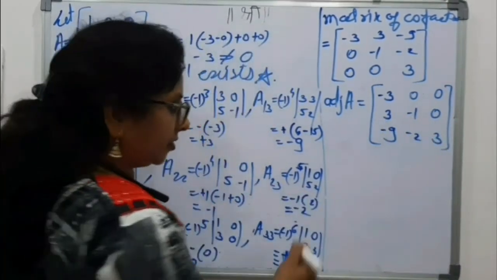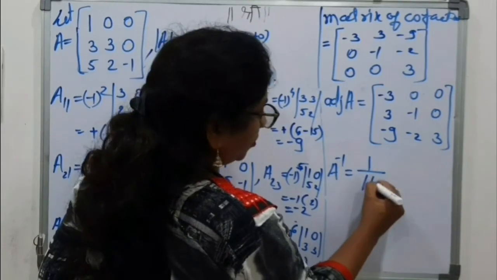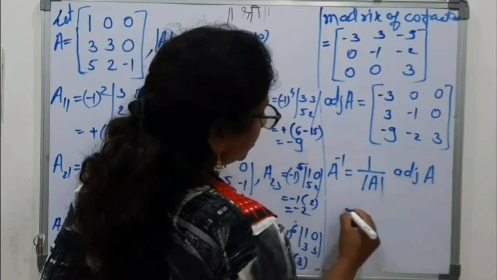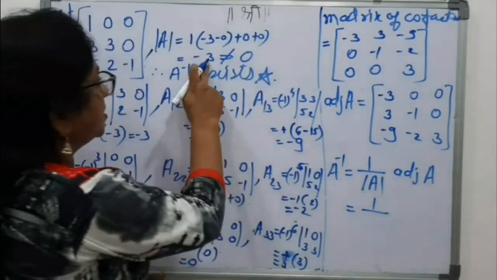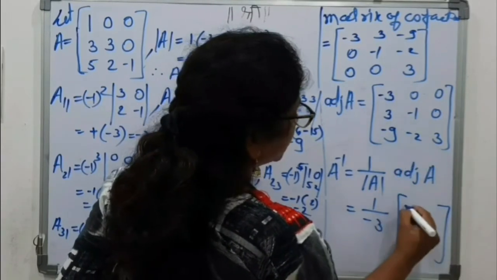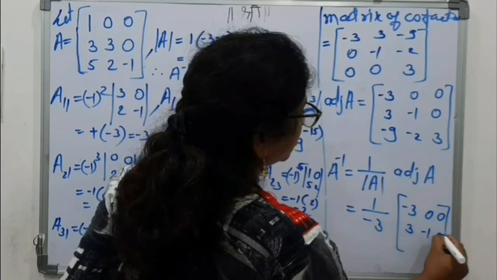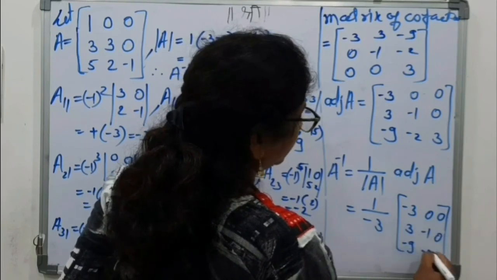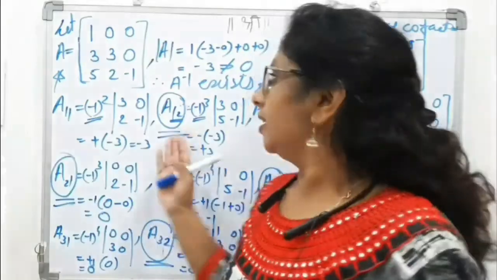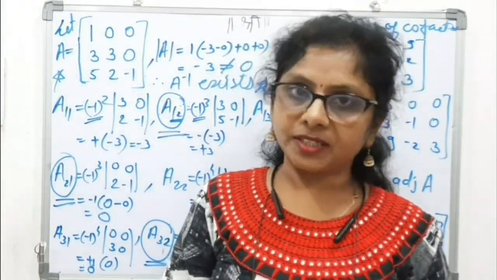Now finally inverse, very simple. Inverse of any matrix is 1 upon determinant of that matrix into adjoint of that matrix. So 1 upon determinant is -3. Adjoint is this matrix: -3, 0, 0, 3, -1, 0, -9, -2, 3. So this is the inverse of this matrix. Here we have found inverse of matrix by adjoint method.